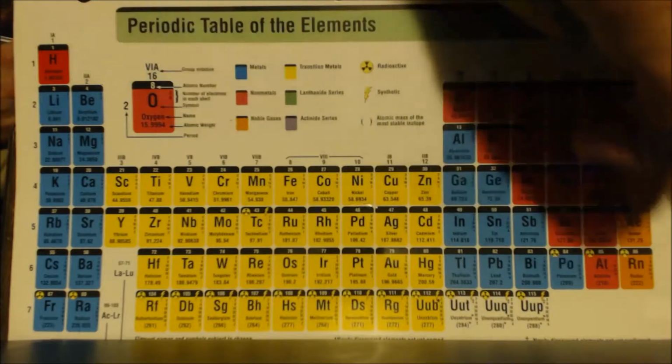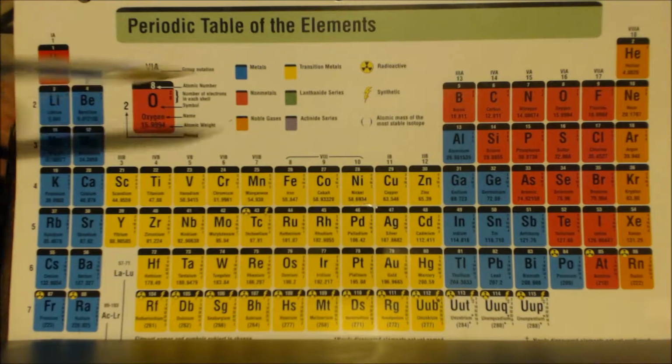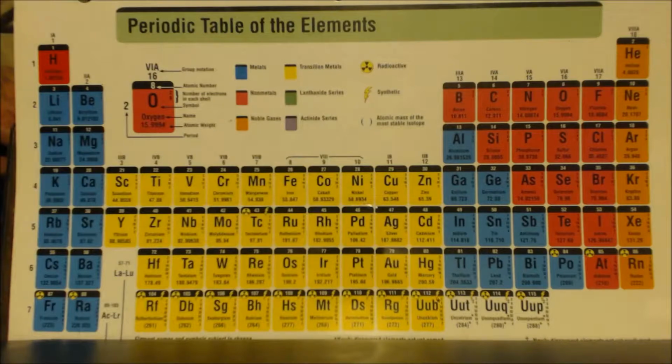The noble gases are over here because they don't react. They already have their 8 valence electrons, and in this case, 2. It just so happens that most of the ones that you deal with have 8. You know what I mean?